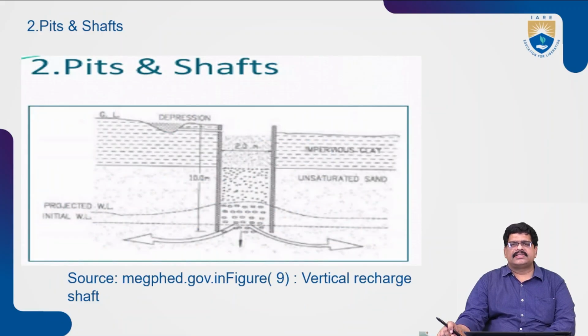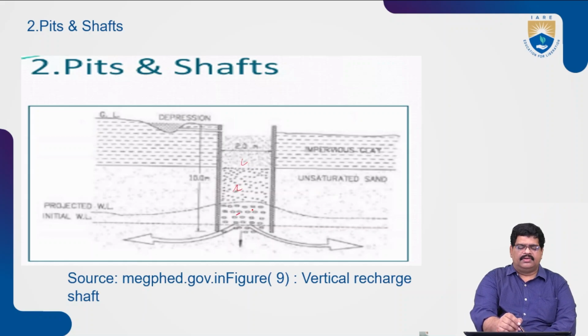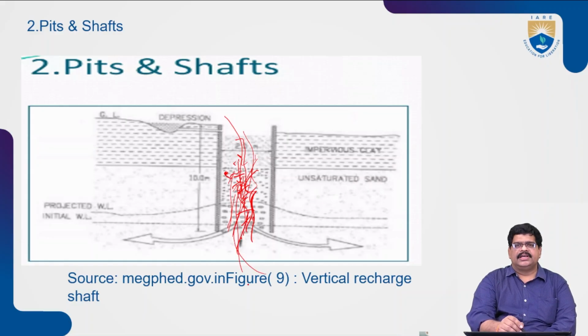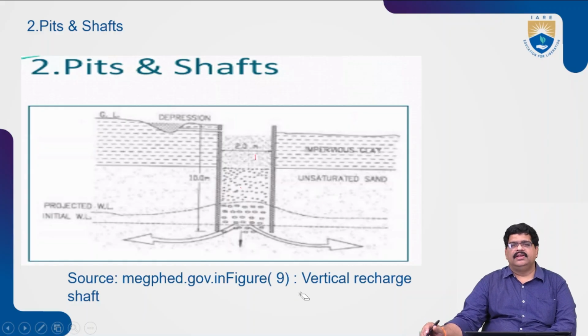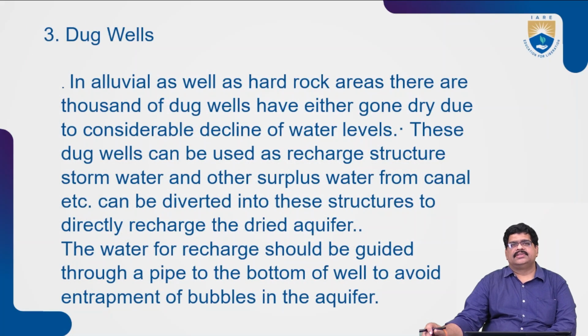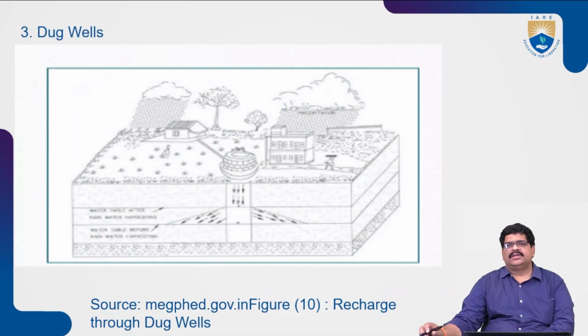In a diagram you can understand the pits easily. The pits are in the recharge area, with some gravel and also sand. So the water available at the top can be recharged through the sand, coarse sand and aggregates, and through that the water is recharged. That is one of the pit and shaft artificial recharge techniques. Next, dug wells. Let us see that one.